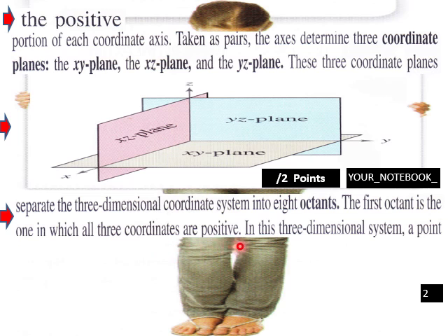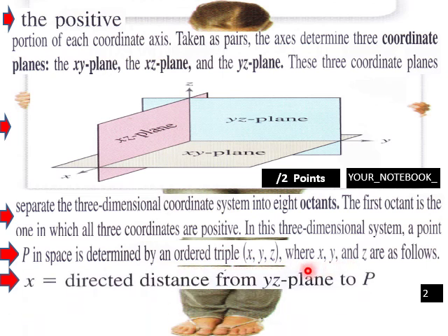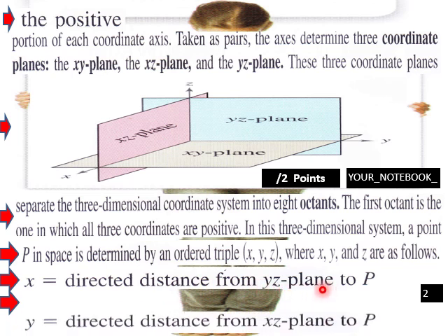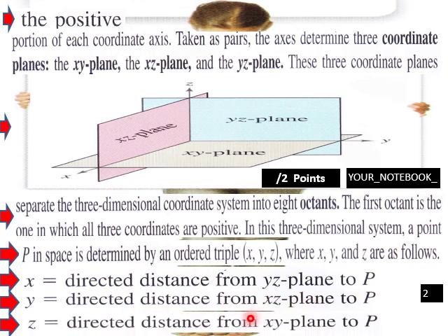In this three-dimensional system, a point P in space is determined by an ordered triple x, y, z, where x, y, and z are as follows. X equals the directed distance from the yz plane to P. Y is the directed distance from the xz plane to P. And then z equals the directed distance from the xy plane to P.